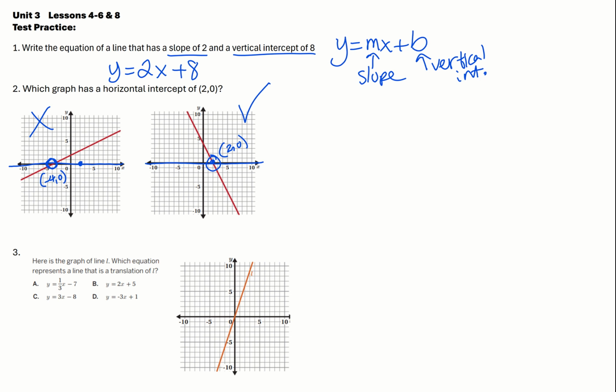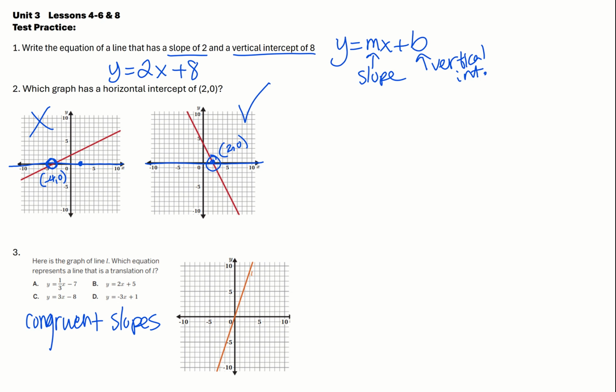All right, last one. What is the graph of line L? Which equation represents a line that is a translation of L? So this is what lesson 8 was talking about, is that we can translate these and move them around, and then they can be the same line. Now, if I translate them, they will have the same slope, okay? So translation will have congruent slopes, right? When we translate, we keep things congruent. So it's going to look exactly the same, just being moved up and down.